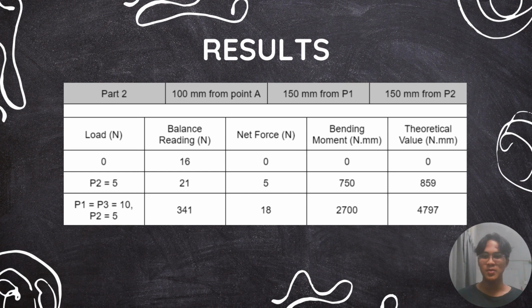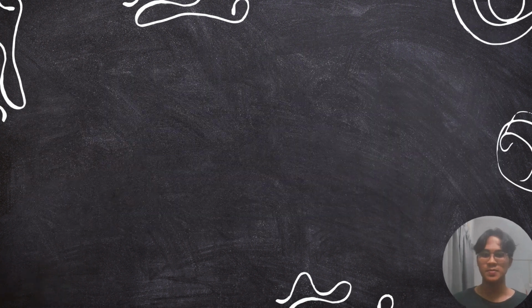Next, in part 2, we only decrease the distance between P3 and P2 to 150 mm. As for the loads, we only use 0, 5, and 10 Newton. Table 2 shows the data that we collected when running the experiment.